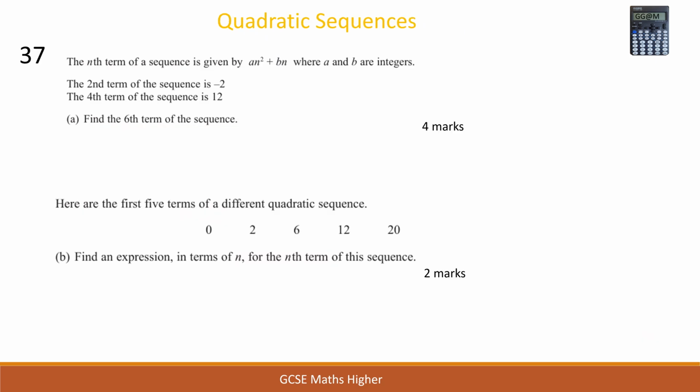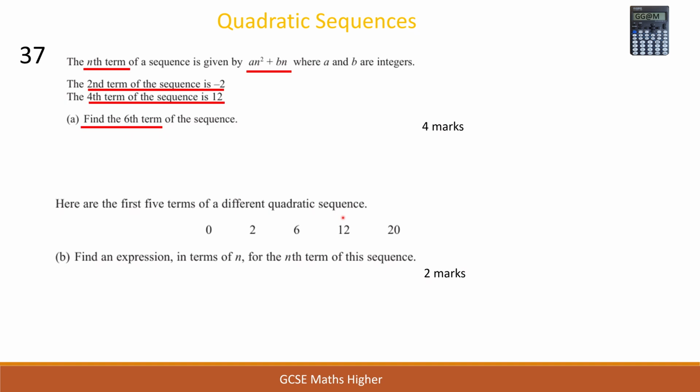Now, quadratic sequences are very tricky, and students find these very, very difficult. So here you've got some information given about this quadratic sequence, and you've got to work out the 6th term. But here you've got a different quadratic sequence, and you've got to work out the nth term of this sequence. So you need to know the steps in order to find the quadratic sequence. Okay? It will come up on the exam. Make sure you know how to do it. Press pause and then press play when you're ready to hear the answer.